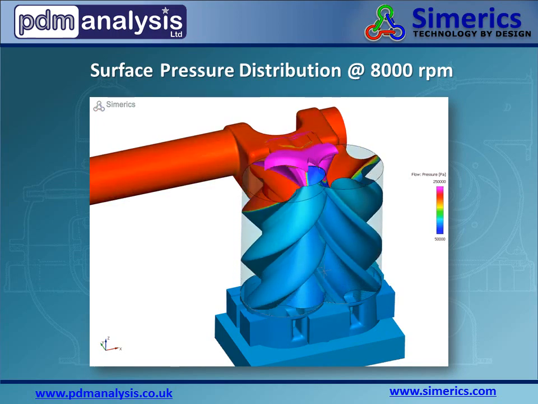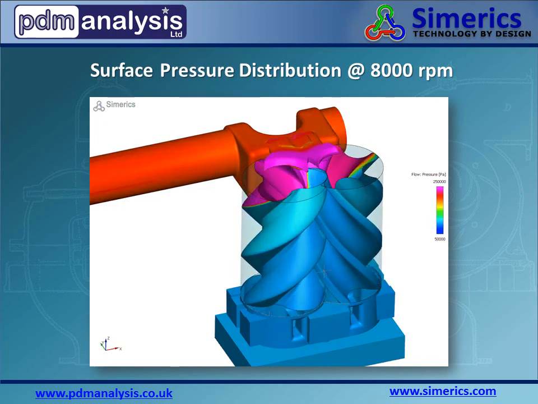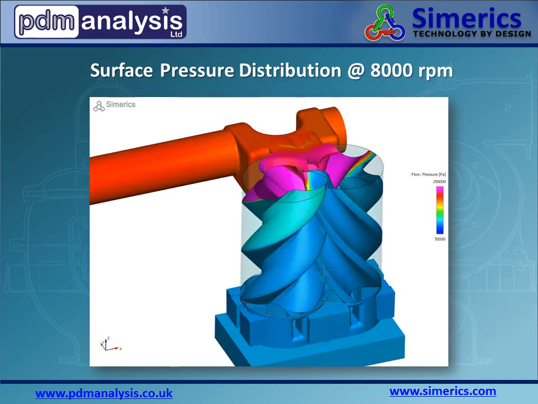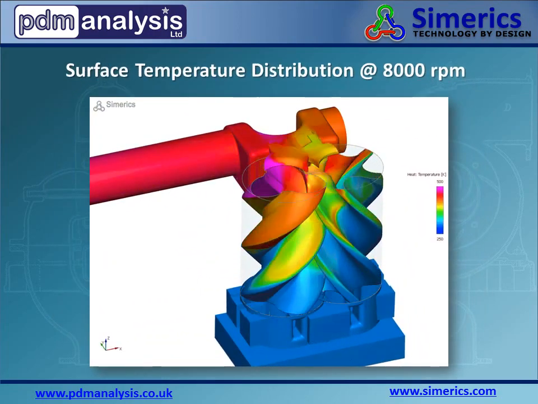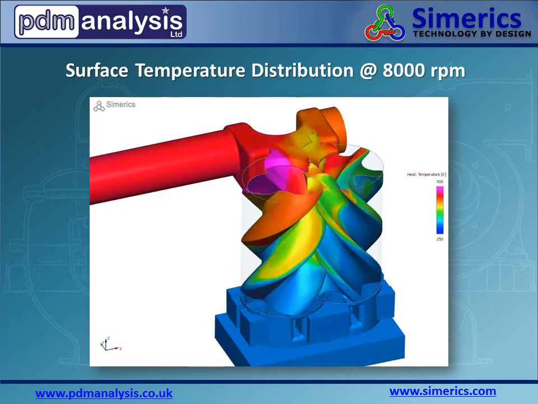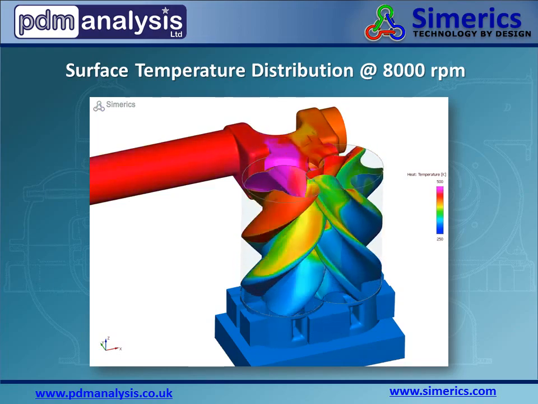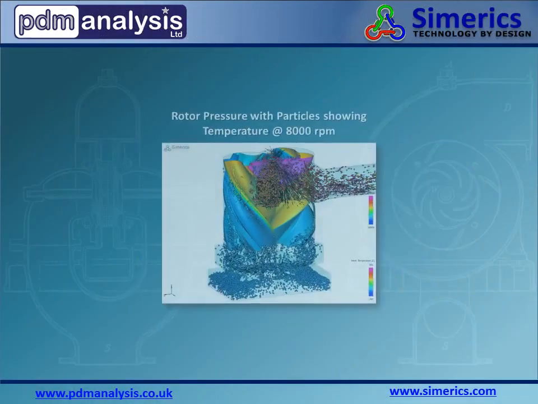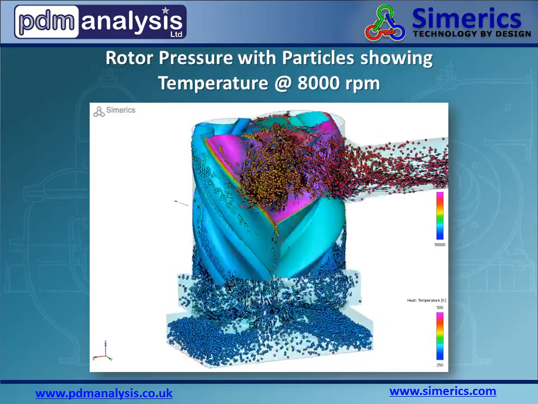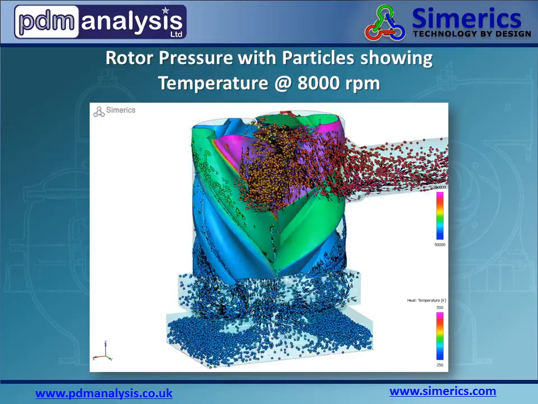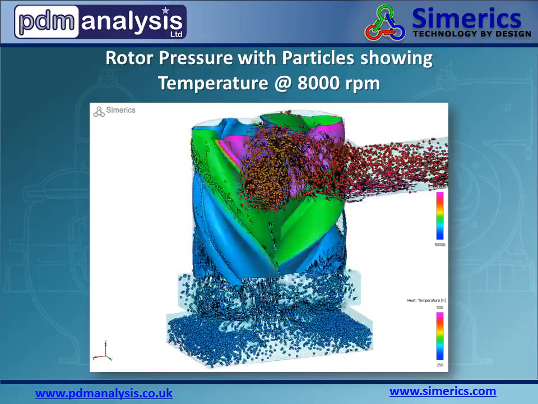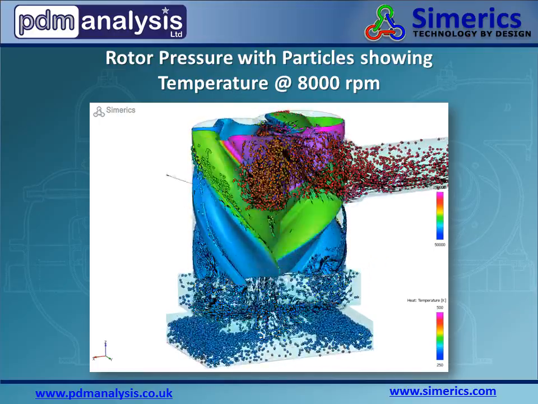This is an animation created with Simerics-PD of the pressure distribution on the surfaces of the rotor at 8,000 RPM. Here, the surface temperature is displayed, indicating a range of 250 to 500 Kelvin. In this animation, particles were introduced to visualize any swirling patterns that would indicate areas of inefficiency. Notice the high level of vorticity at the suction inlet.